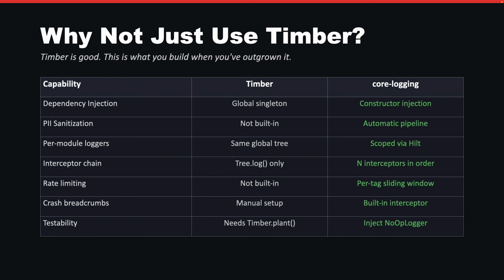Rate limiting, not in Timber. Built into core logging with a per tag sliding window. Crash breadcrumbs, a manual step in Timber, a built in interceptor in core logging. Testability, Timber needs timber.plant in your test setup. Core logging, inject a no op logger, and we are done.